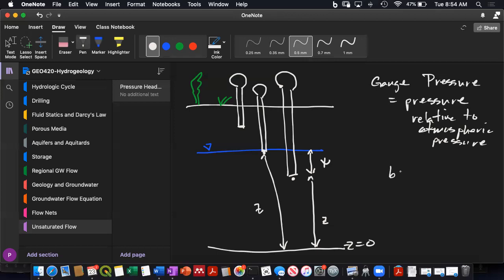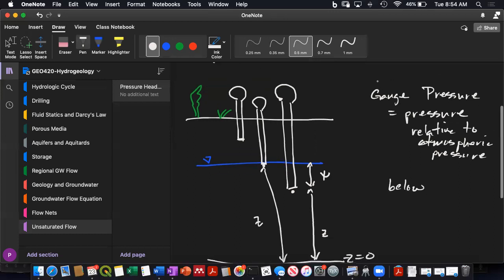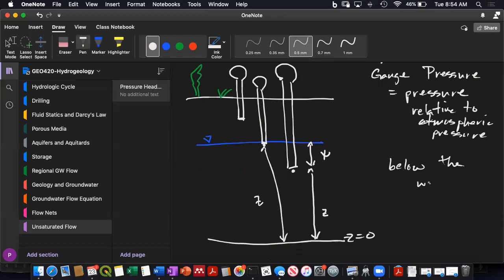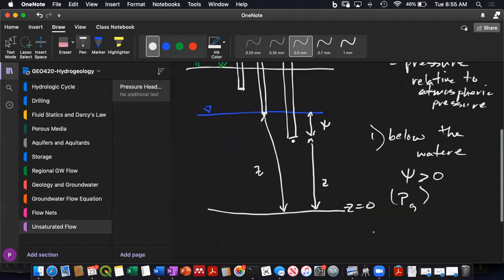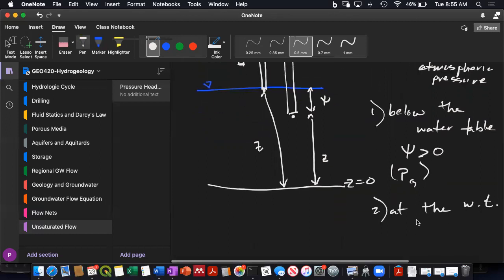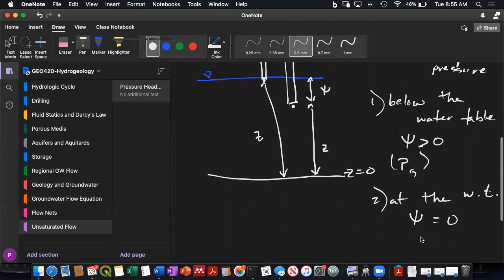So below the water table, and let me call gauge pressure P sub G, psi is greater than 0, and we can think of psi as the gauge pressure. So this is scenario 1. At the water table, let me write this out. Water table. At the water table, psi is equal to 0. That means my gauge pressure is equal to 0, and it basically means my pressure is equal to 1 atmosphere.